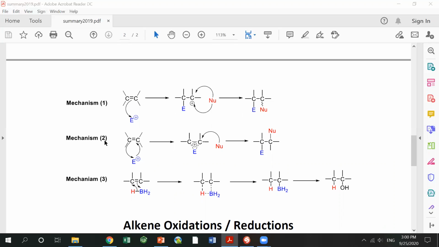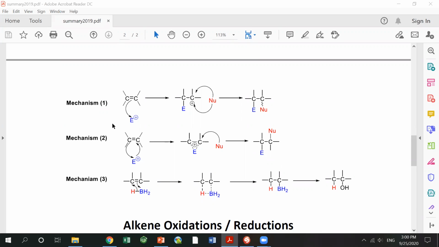For mechanism two, you generate a triangular intermediate, so you push electrons twice. In this case, the front side of the alkene is blocked, so the nucleophile can only attack from the back. That means mechanism two is an anti-addition. That's its stereochemistry.